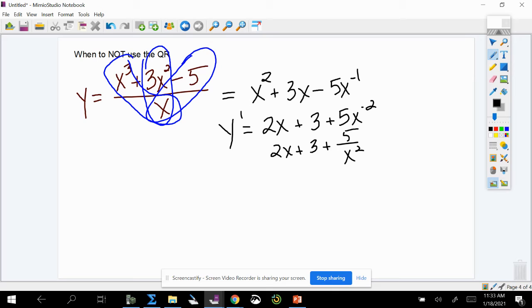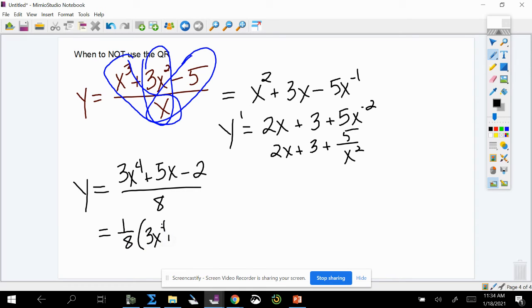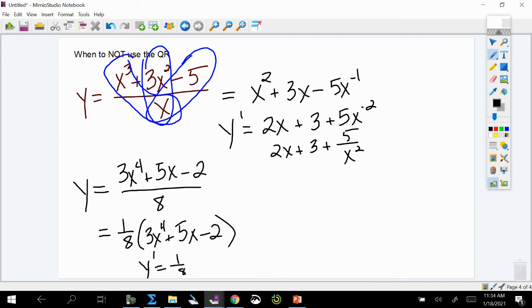So that's one time that I don't think the quotient rule is worth it. You can use it, but it seems like a whole lot more work. If you have a denominator that's a constant, so let's say you have a numerator that's 3x to the fourth plus 5x minus 2, and you have it all over 8, rather than doing a quotient rule, you want to rewrite it as just 1/8 times the variable expression that's in the numerator. Again, no reason to do a quotient rule when you are dividing by a constant, because now when I take the derivative, I can just leave my coefficient out front, and then derive what's in the parentheses.